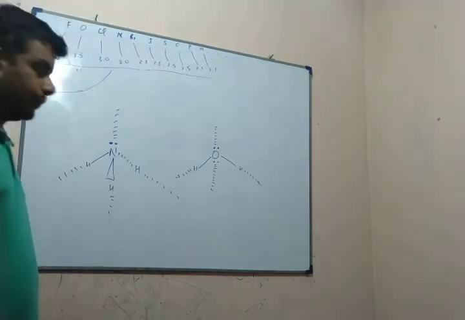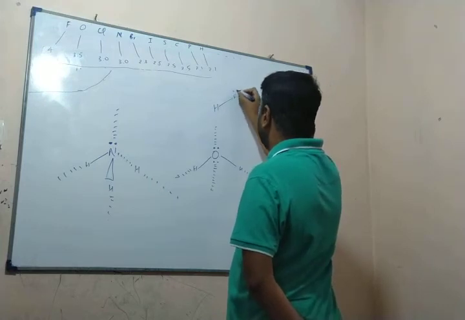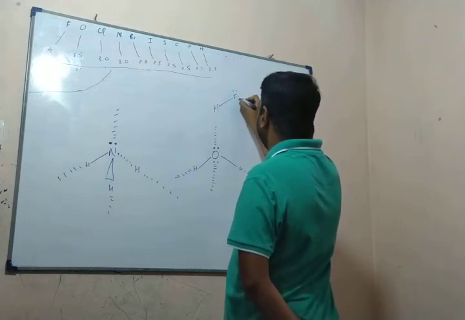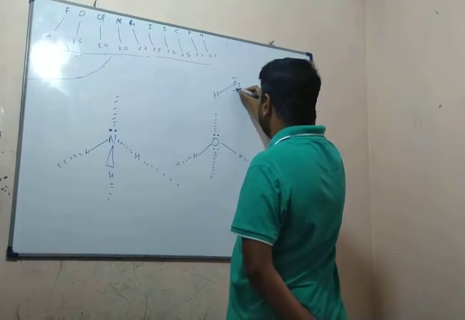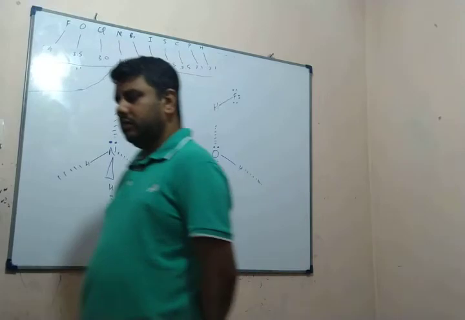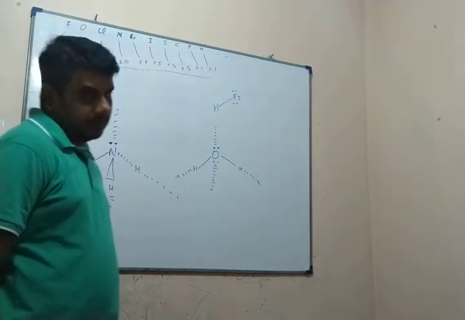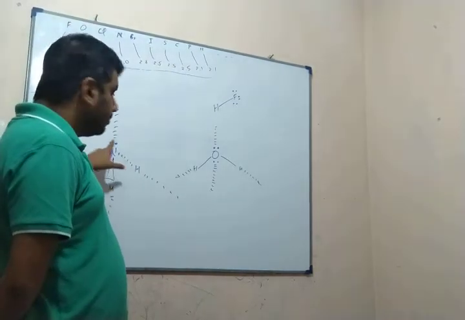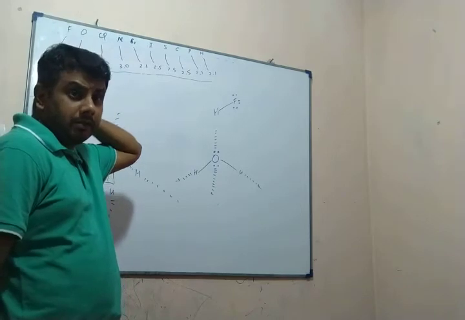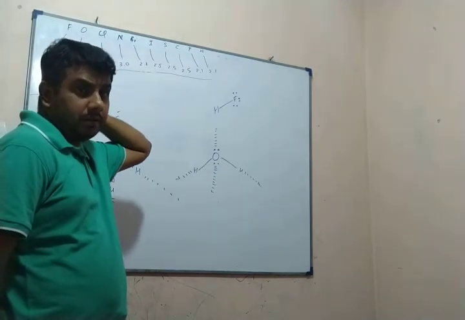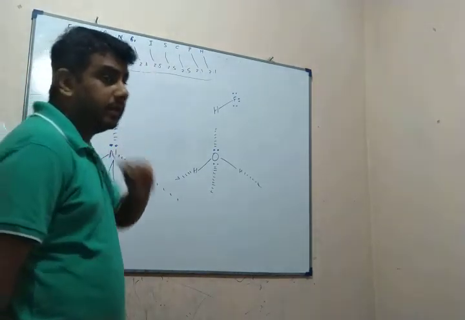And what about HF? Around fluorine, how many lone pairs are there? Three lone pairs. So how many hydrogen bonds? You can expect three hydrogen bonds. One lone pair, so one hydrogen bond. Two lone pairs, so two hydrogen bonds. Three lone pairs, so you can expect three hydrogen bonds. But it's not real. Only one hydrogen bond will be formed.